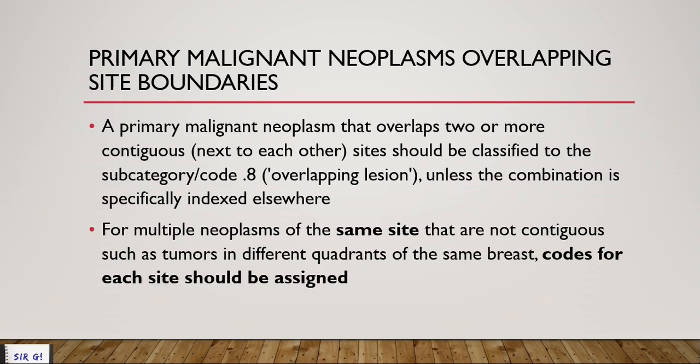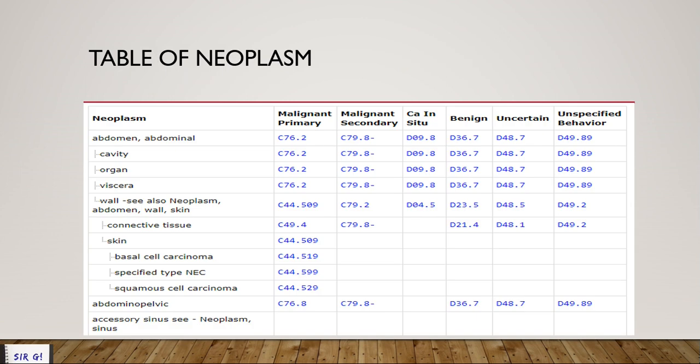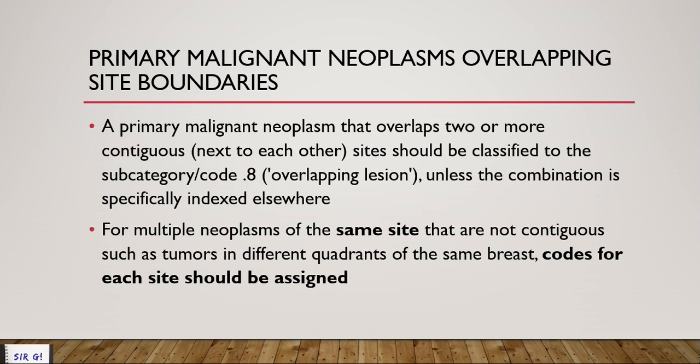Next, primary malignant. Now let's go to the specific guidelines. We're done with the general guidelines of neoplasm. Let's move on to the chapter specific guidelines of chapter 2. Or we're still talking about the general, I'm sorry for that. We're still talking about the general guidelines before moving on to primary.